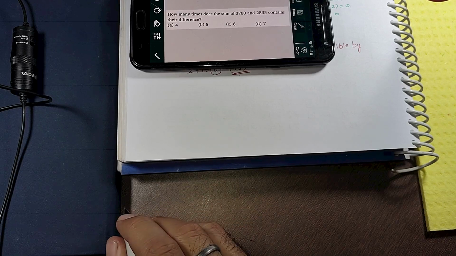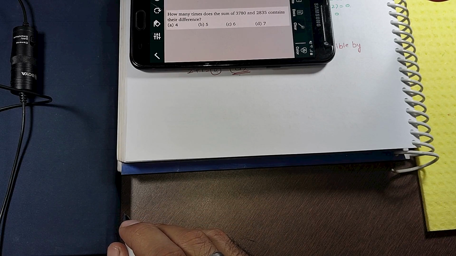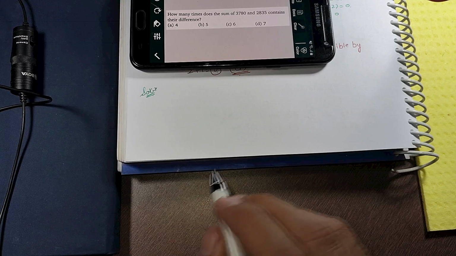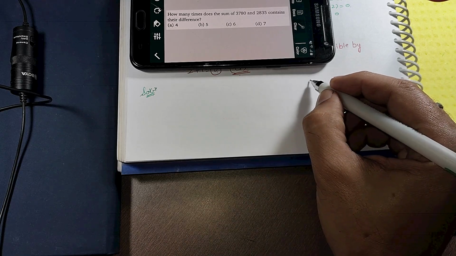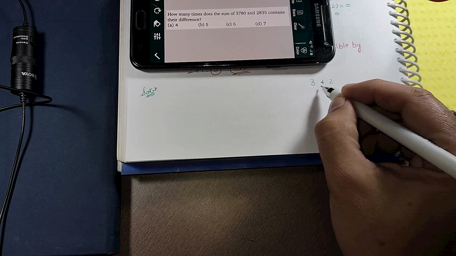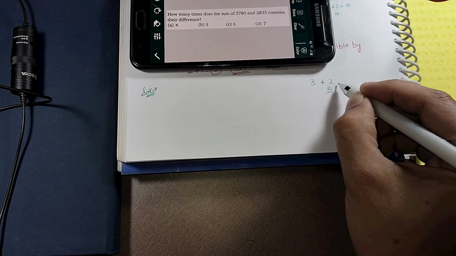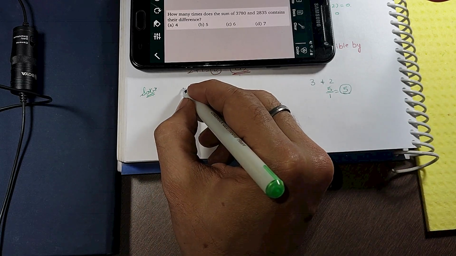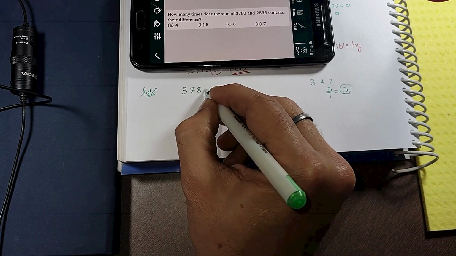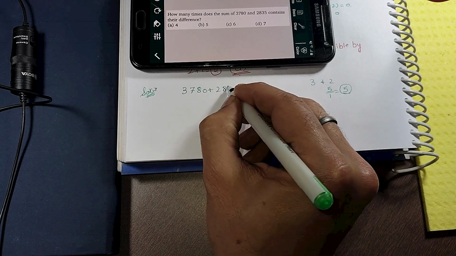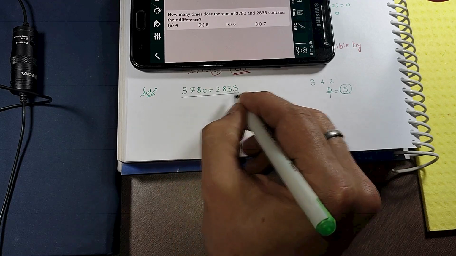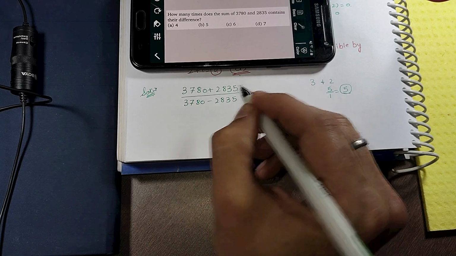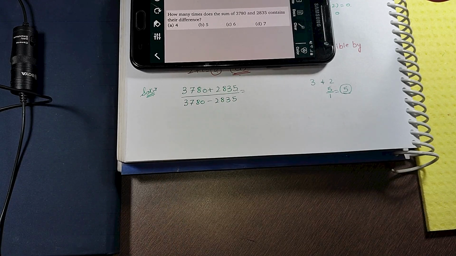How many times does the sum of 3780 and 2835 contain their difference? Basically, suppose the question is how many times does the sum of 3 and 2 contain their difference. That will be 5 divided by their difference, which is 1, so 5 times. Here also we will approach the same way. The question basically asks the sum of 3780 and 2835 divided by their difference, 3780 minus 2835, right?